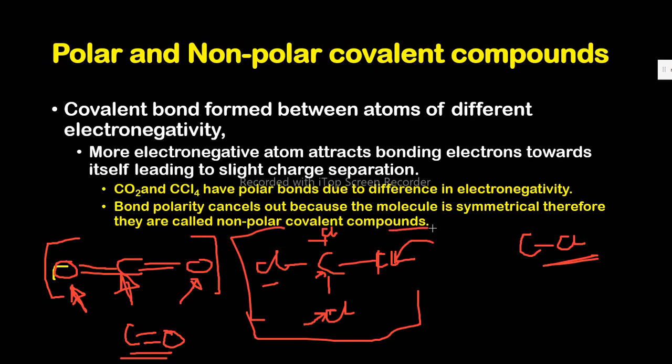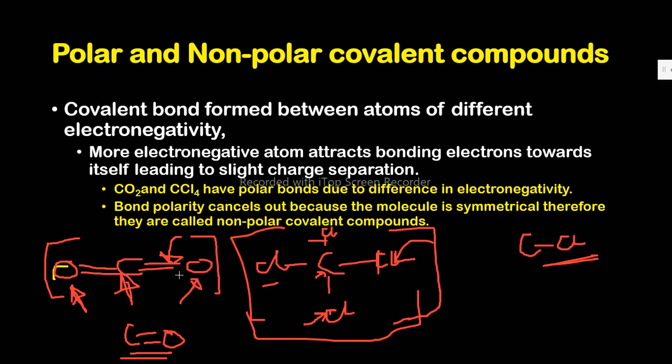Tetrachloromethane is non-polar. That's why it can dissolve in non-polar solvents, so that's why it can dissolve non-polar compounds. The overall molecule is non-polar, but the bonds are polar. Why? Because they are formed from atoms with different electronegativities.